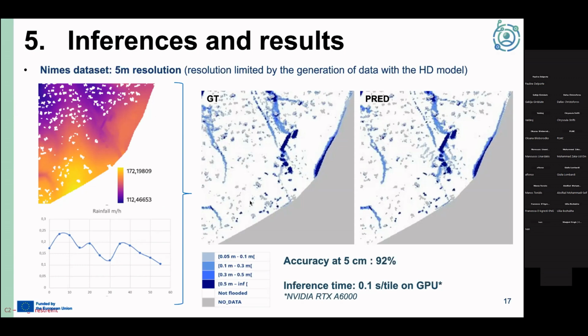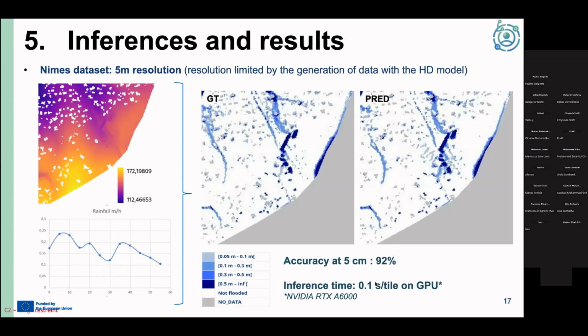As output, our model is giving us a prediction on the right and the ground truth on the left. The ground truth is from our physical model, and the prediction is from our AI model. So we can see that the flood is quite well predicted. We can say that it missed some places here on the side of our tile. And sometimes it also tends to overestimate the depth of the water. But the accuracy is still 92%.